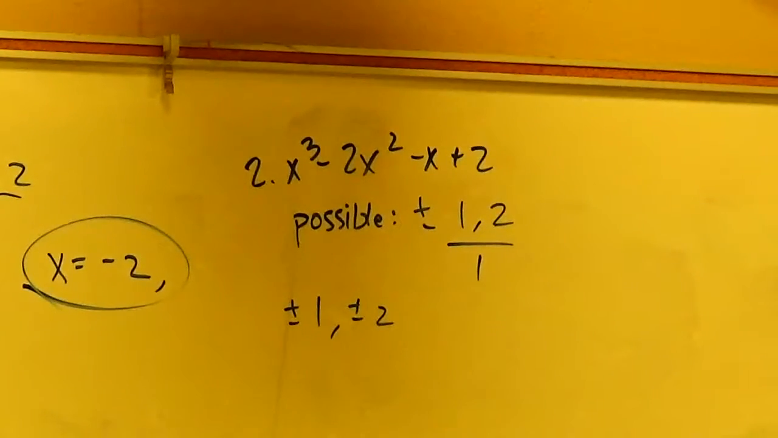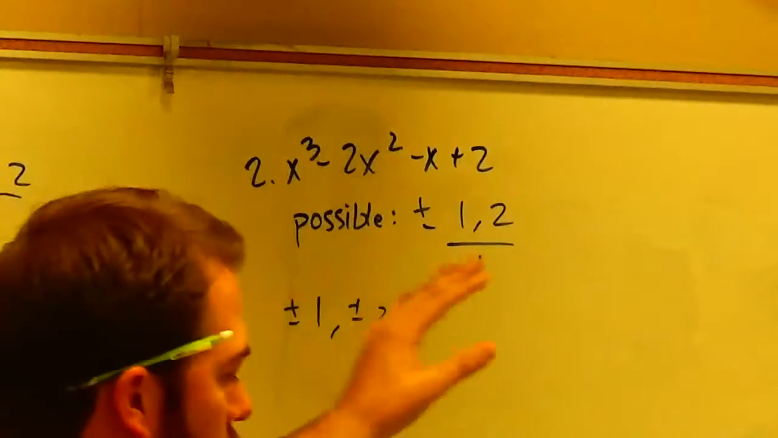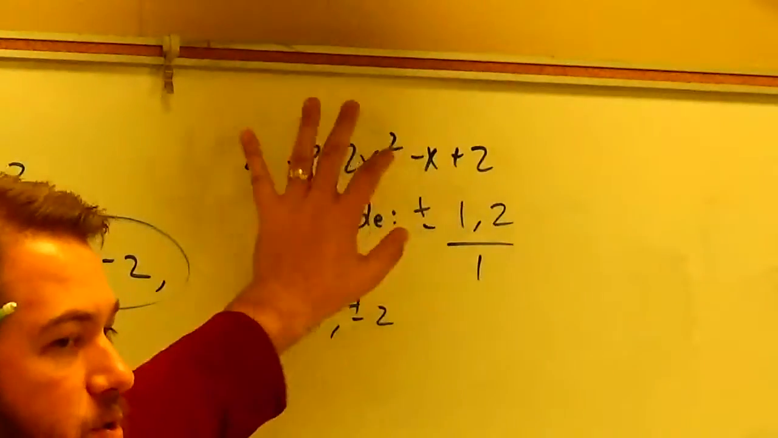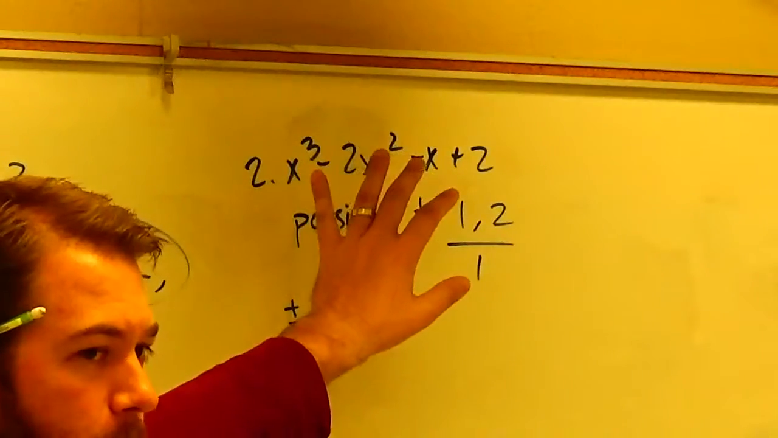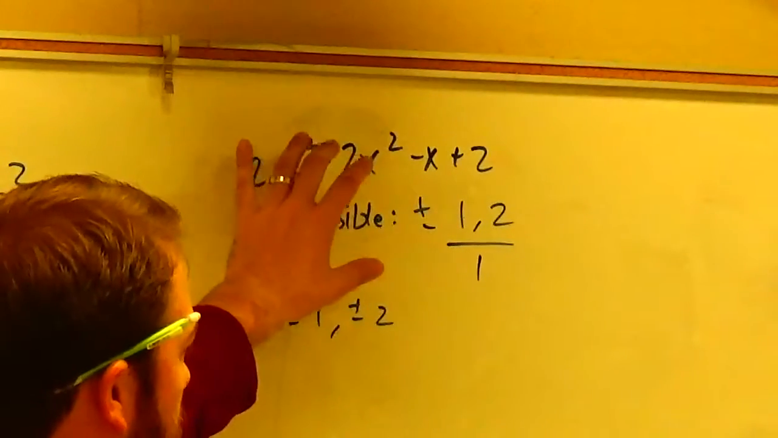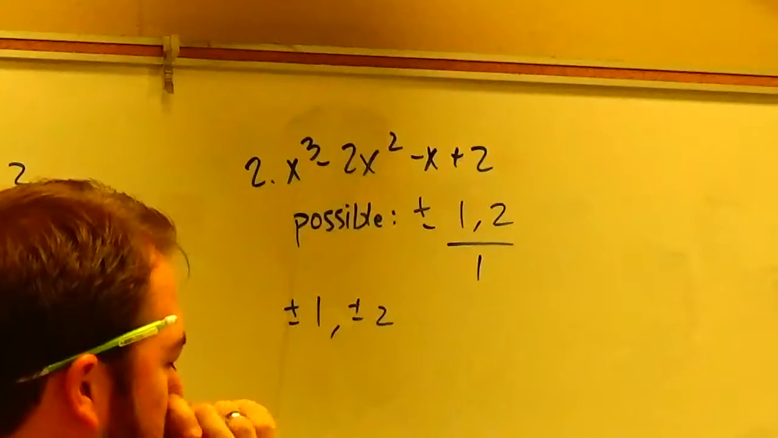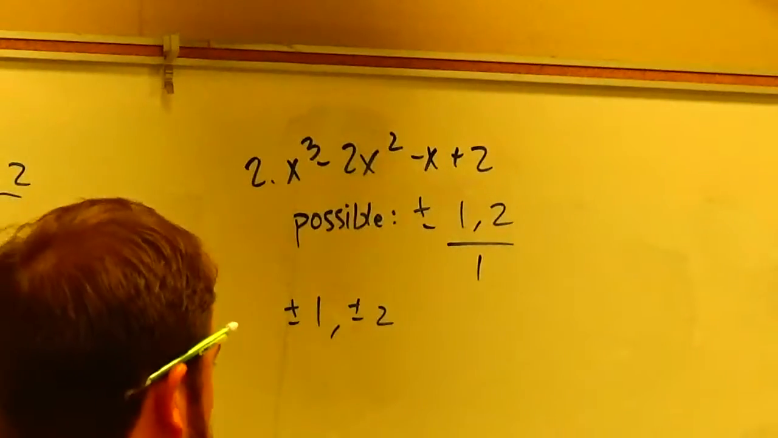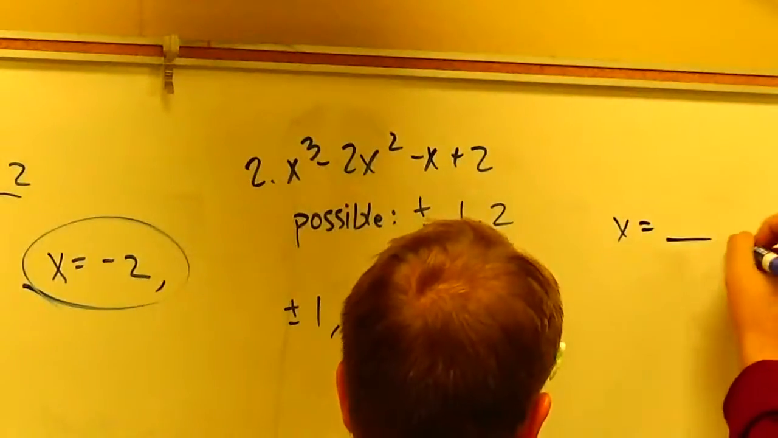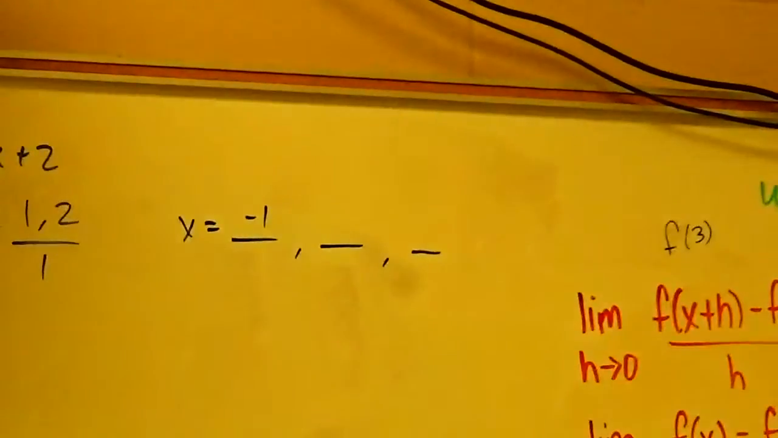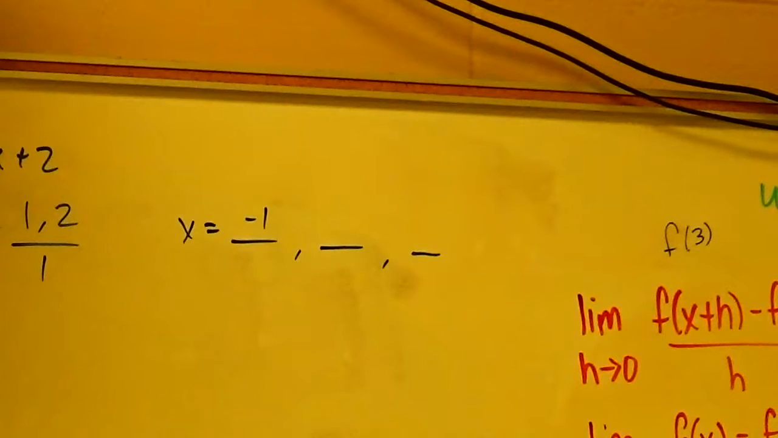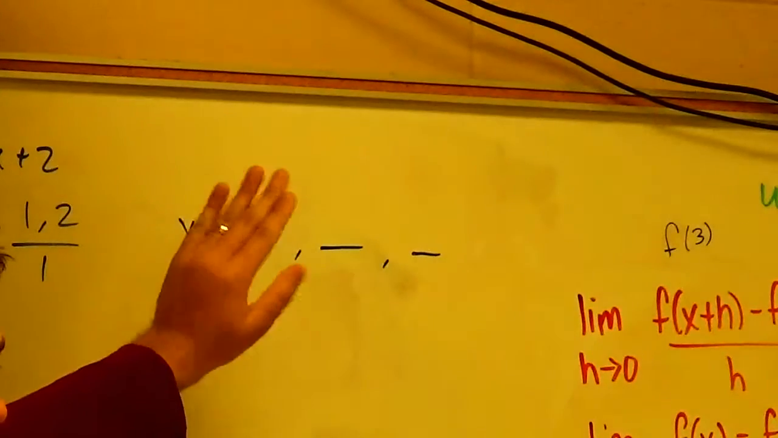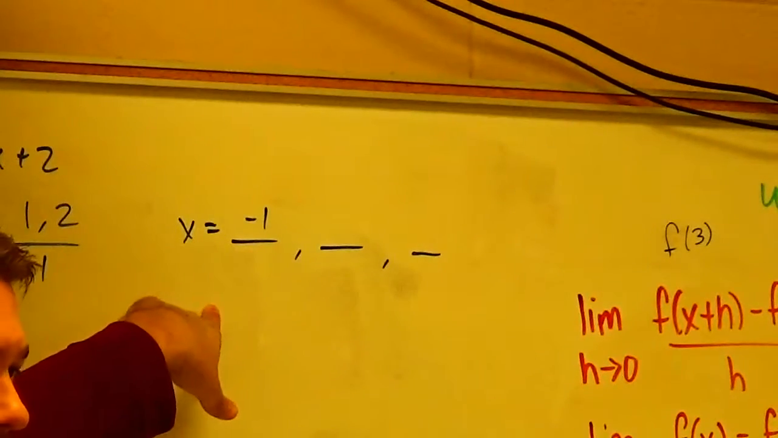Now remember, at this point, I would go to the calculator, I would graph it and see which one to pick. But I gave you x plus 1, so I know that one of my x's is negative 1. Just the way that I wrote it. So this is like, I graphed it, I saw that x equals negative 1, so that's the one I'm going to try first.